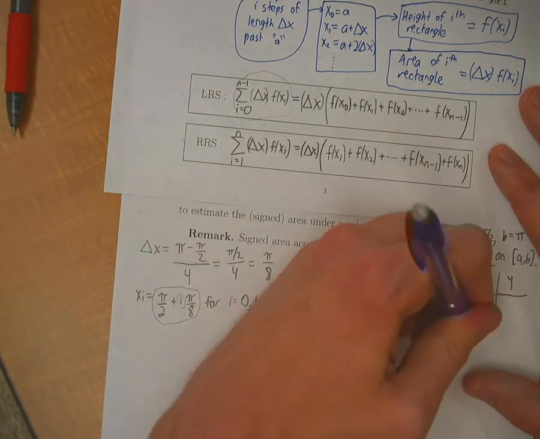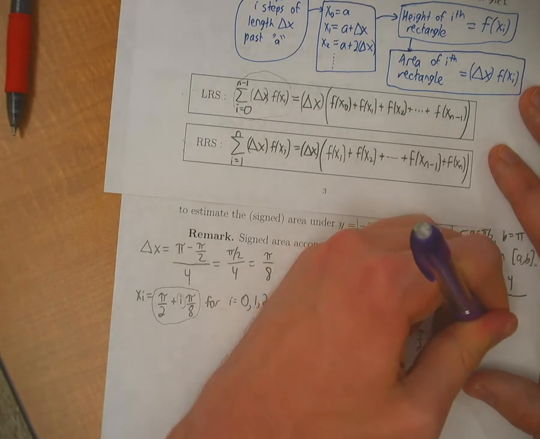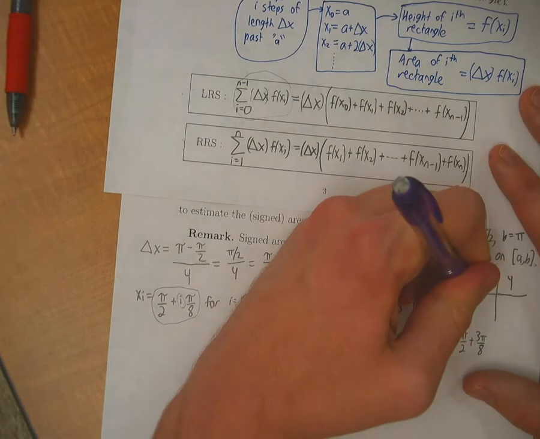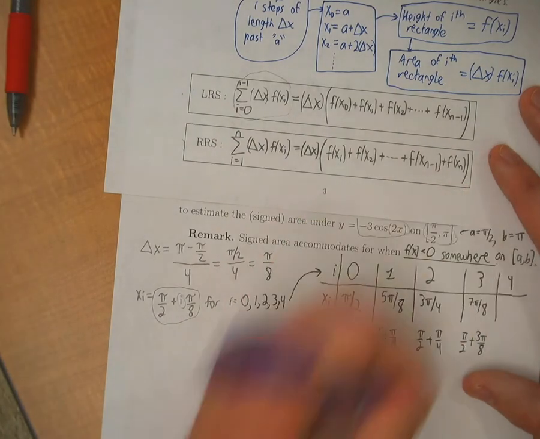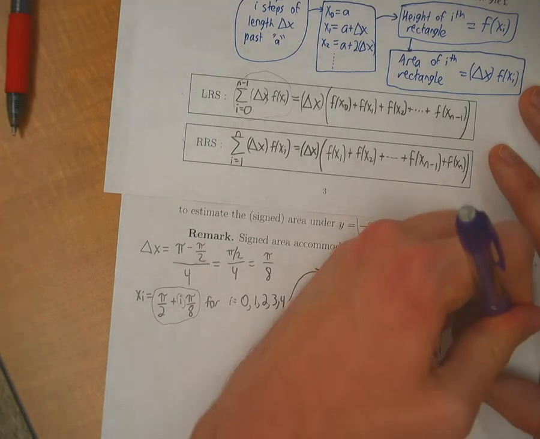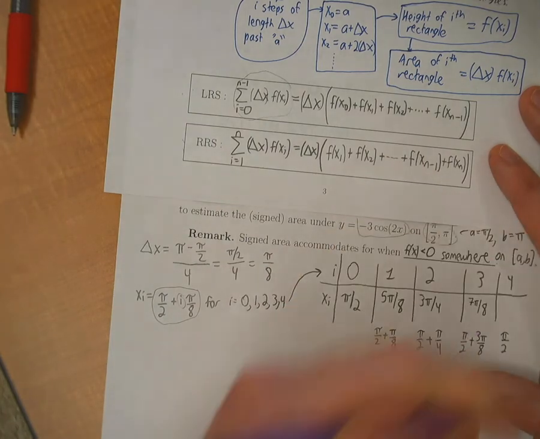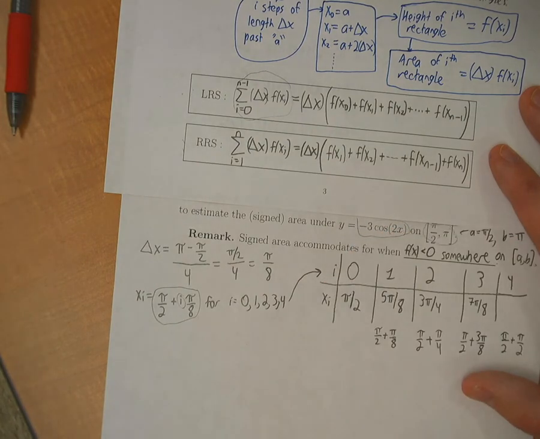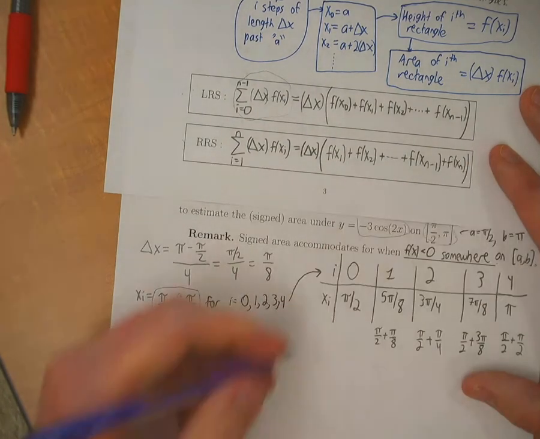Then you do a similar thing with i equals 3 and 4. With i equals 3, we have pi over 2 plus 3 pi over 8, which is 7 pi over 8. And with i equals 4, you have pi over 2 plus pi over 2, which is just pi. Okay?